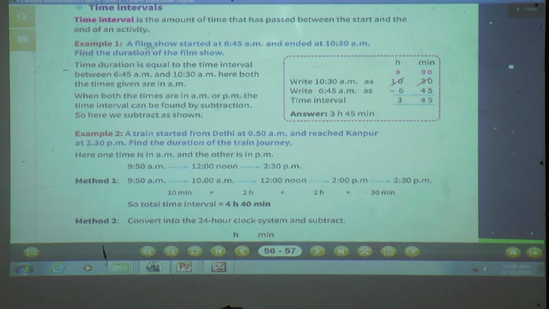See the example number 1. A film show started at 6:45 a.m. and ended at 10:30 a.m. Find the duration of the film show. So now here the time duration is equal to the time interval between 6:45 a.m. and 10:30 a.m. Here both the times are given in a.m. only. Now when both the times are in a.m. or in p.m., the time interval can be found by subtraction. Okay, so here we subtract as shown.